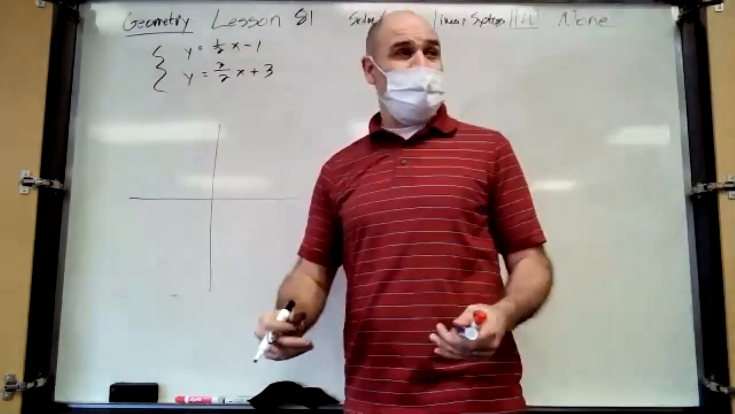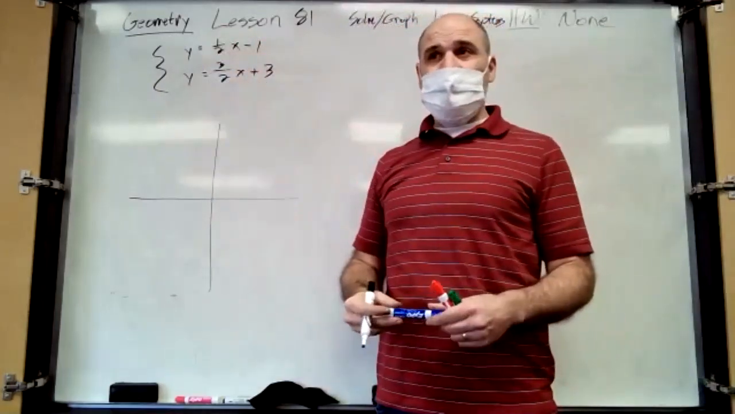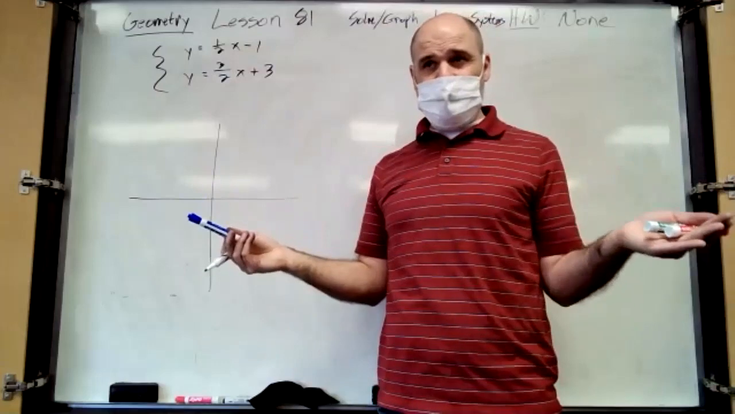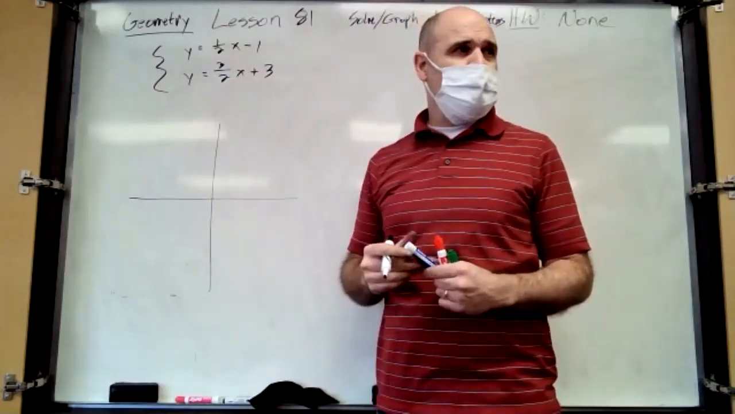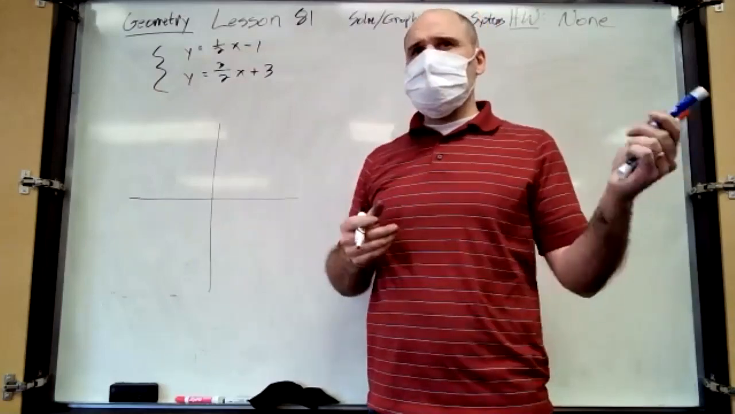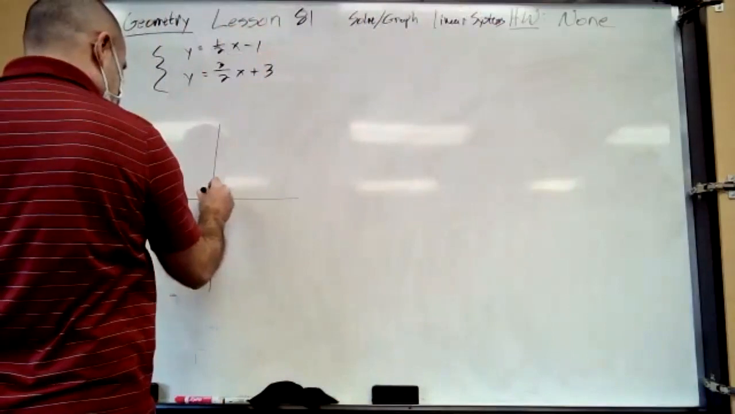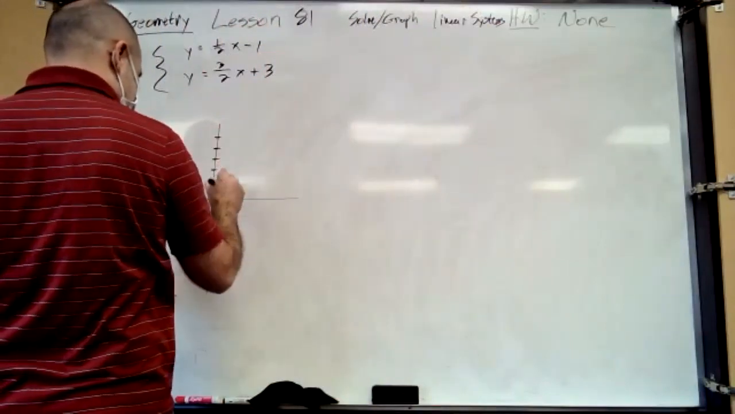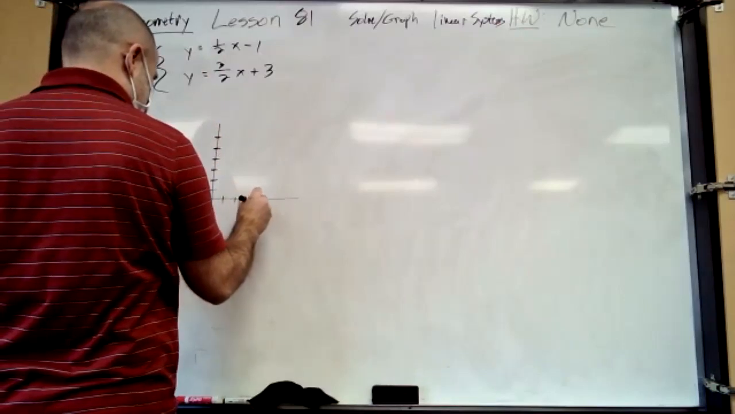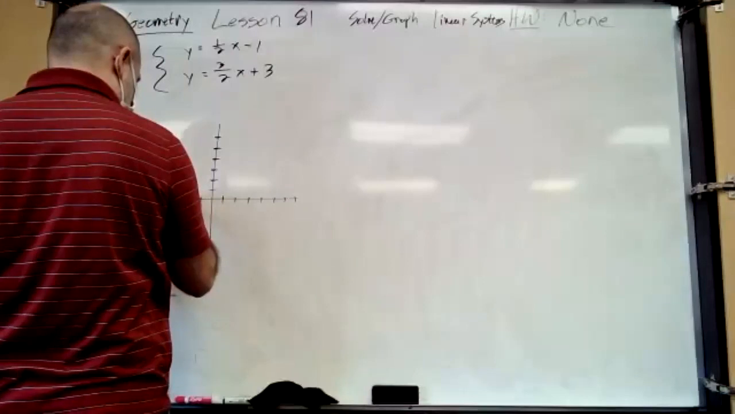Graphically, this is a line and this is a line. So where is that common point going to be on the graph? Well, let's figure it out. Let's graph this. How do you graph y equals 1/2 x minus 1? You remember? We could just pick a bunch of x's and y's that work, or we could do the shortcut.